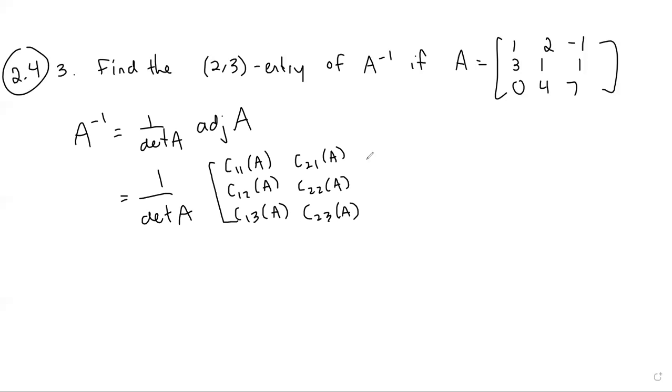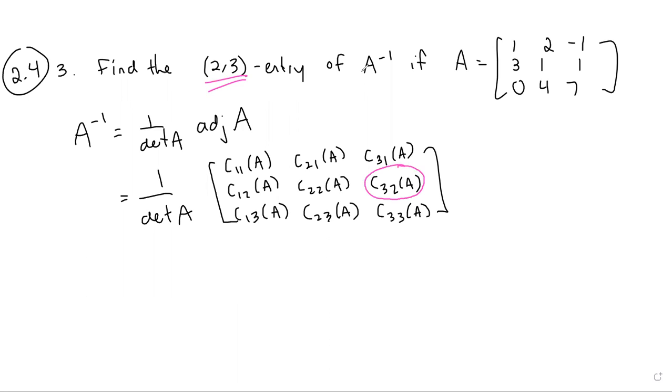It's not 11, 21, etc., but hopefully you know that I'm just being a bit lazy. And so remember, this is the transpose of that cofactor matrix, and that's why the numbers aren't written in the order that we would usually see them. For this question, we are specifically asking for the 2, 3 entry. So I'm going to go to the second row and the third column, and look for the entry that corresponds to this one here.